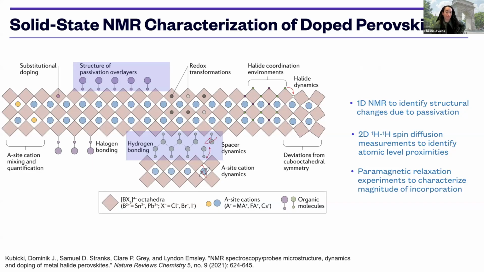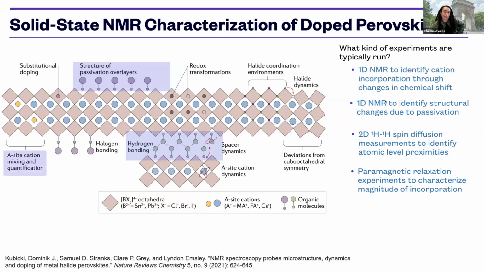Where they talk about NMR spectroscopy probes for microstructure and dynamics. So essentially, we can ask the question again, some of my animations didn't work here. What kind of experiments are typically run? We want to do 1D to identify cation incorporation, which you get through changes in chemical shift. You can also use 1D NMR to identify structural changes due to passivation.